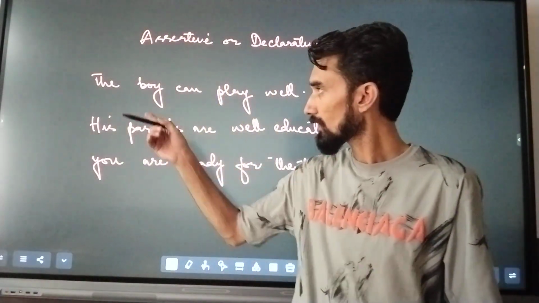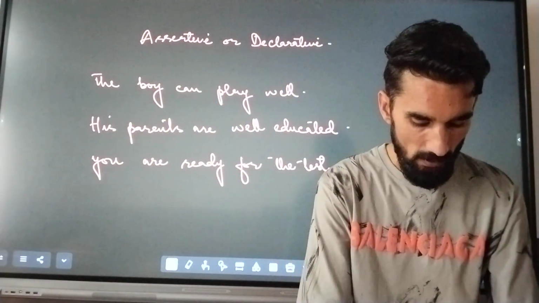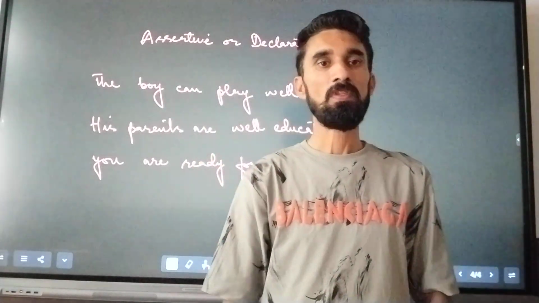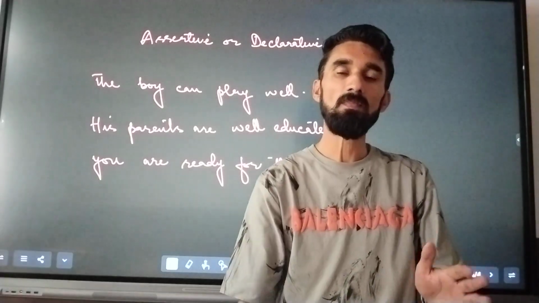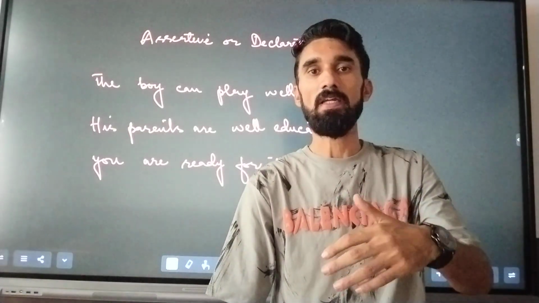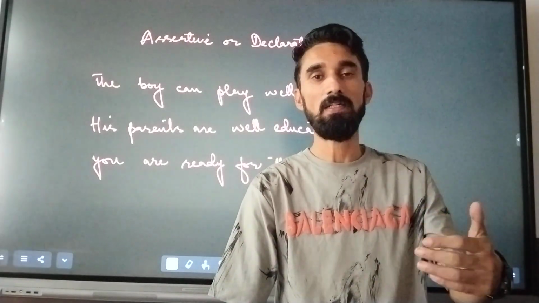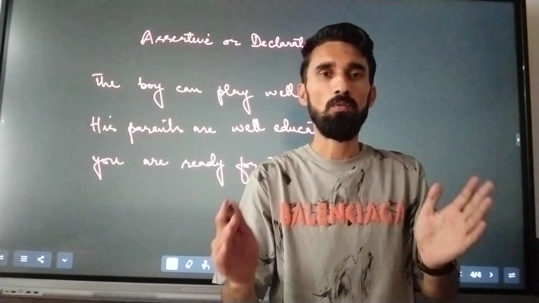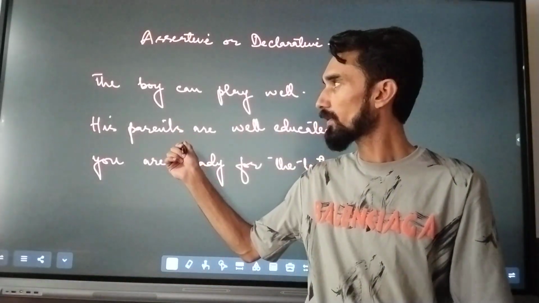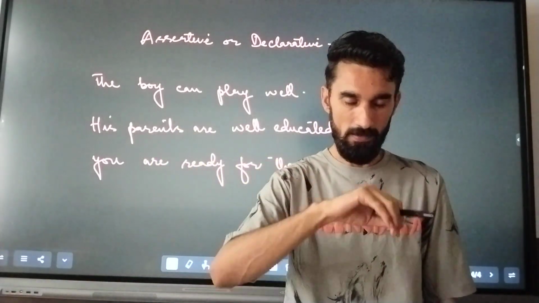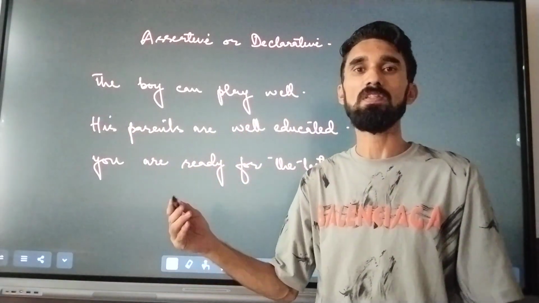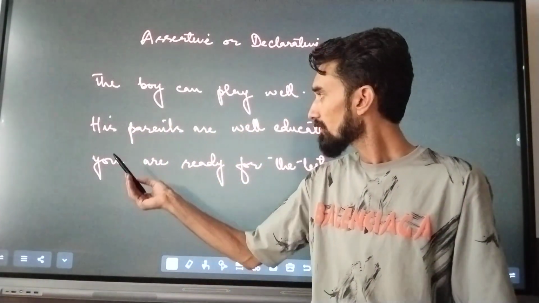So these are the sentences which are assertive or declarative sentences. I simply told you, any sentence which has just an information to be carried on to someone. When you are just passing on an information to somebody, it will be an assertive or declarative sentence. The boy can play well. Just any information you are giving to someone.